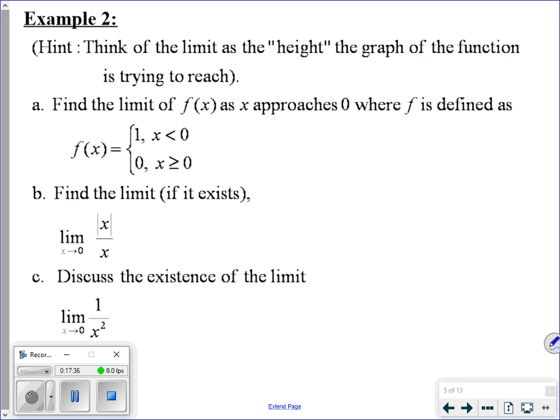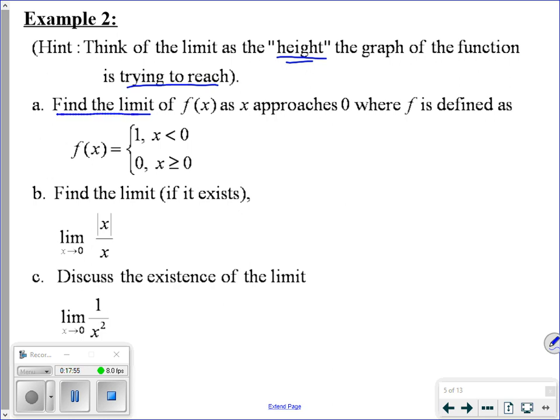All right, I just got a couple more for you here. Okay, it says sample 2. So, hint, think of the limit as the height of the graph of the function is trying to reach. So, it's the value you're trying to reach, but not necessarily equaling. Okay? All right, I think these next few examples are some good ones to consider.